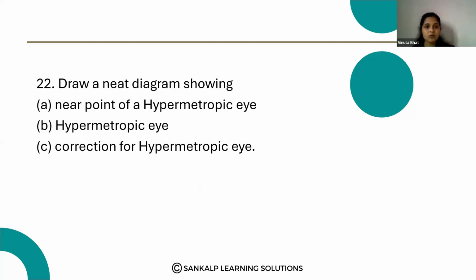Draw a neat diagram showing the near point of hypermetropic eye, then the correction of the hypermetropic eye. So very important, this question was asked in the last year question paper also. Please note down this question.